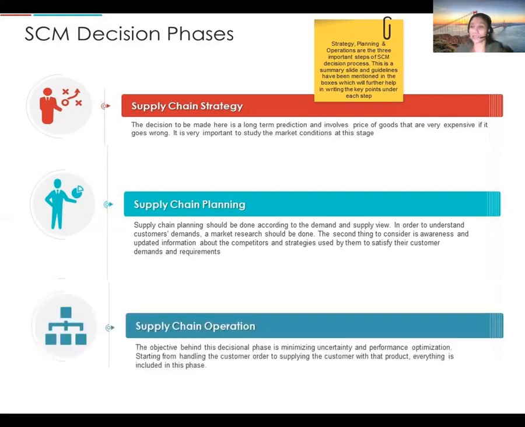And last but not the least is the supply chain operation. The objectives behind this decisional phase are minimizing uncertainty and performance optimization. Starting from handling a customer order to supplying the customer with the product, everything is included in this phase.